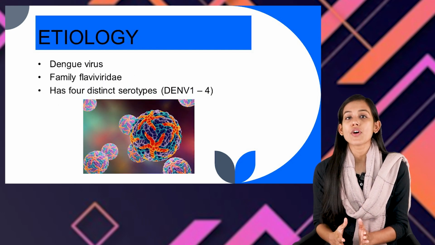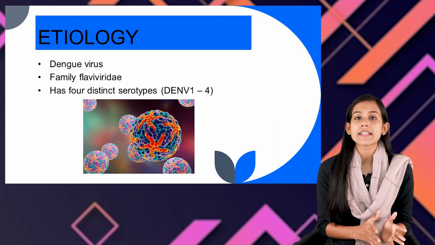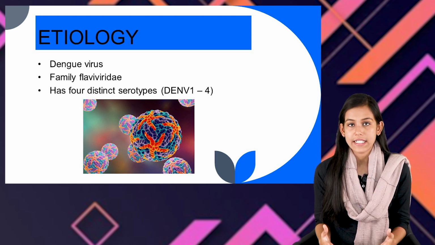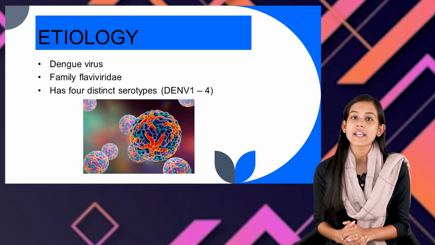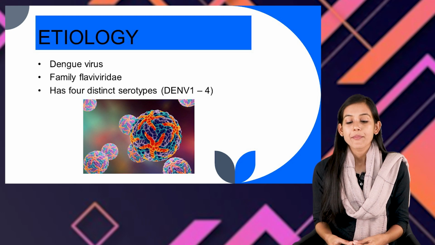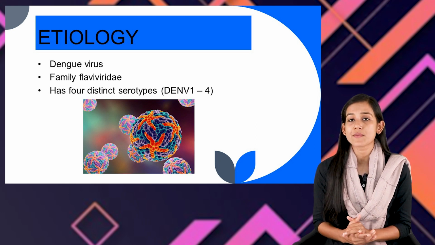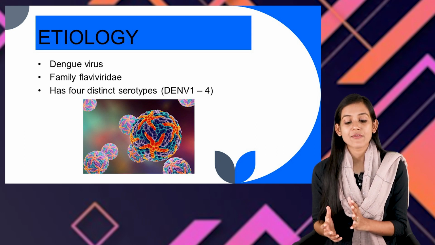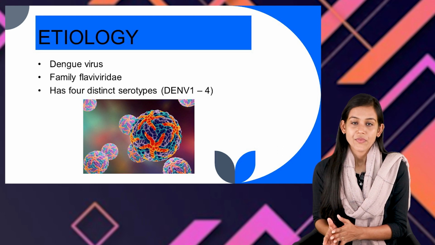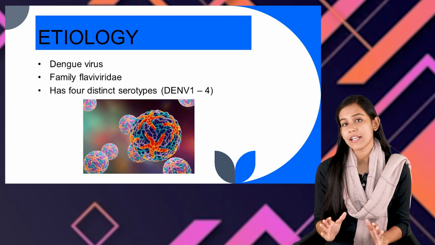Well, next let us move on to the etiology of dengue. I mentioned earlier that it's a viral disease, so the name of the virus is dengue virus. We have four distinct serotypes of dengue virus, which we call dengue virus 1 to 4. The family of this virus is Flaviviridae and it's a single-stranded RNA virus.